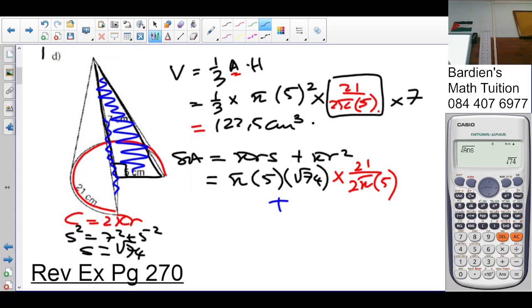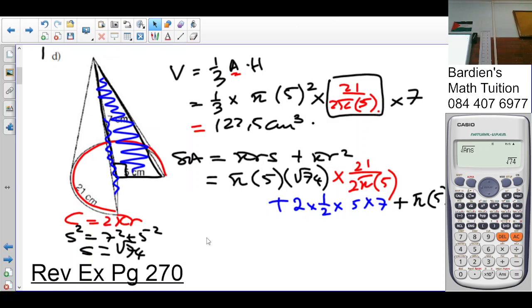The area of that is a triangle. Not so? So it's 2 times, what's my base? 5 times my height? 7. Plus pi r squared, which is pi, my radius is 5 squared. But is the full circle considered there? No. It's times the fraction here, which is 21 over 2 pi times 5. Okay.